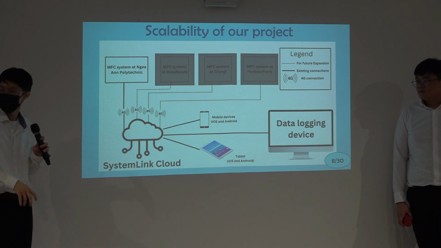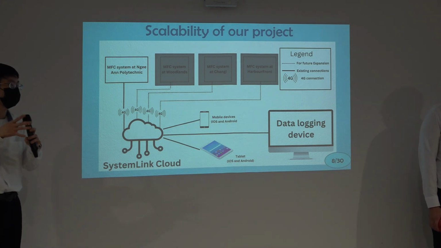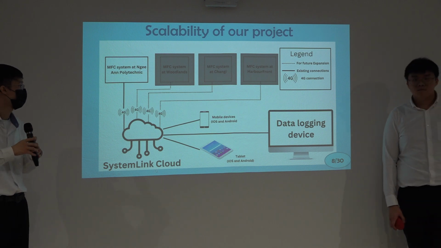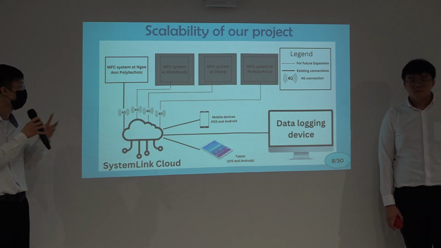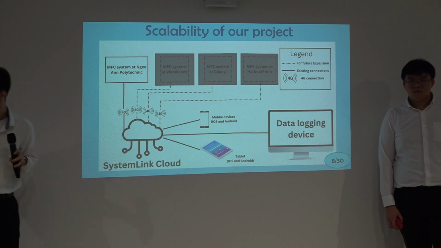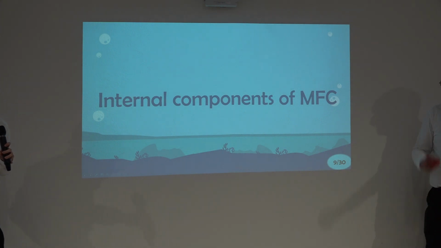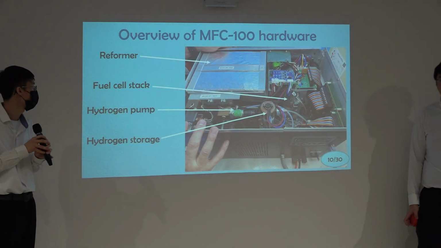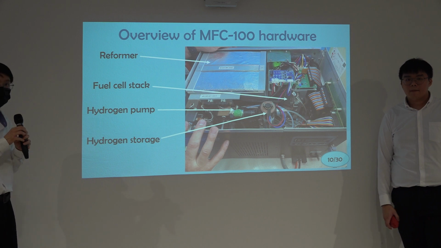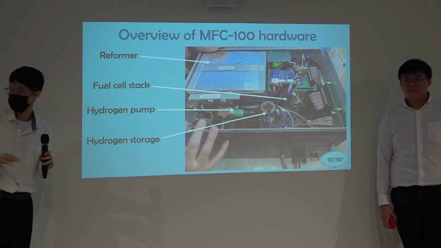This is the scalability of our project. The grayed out areas are the ones that we are trying to further enhance, and also for the clients to see the other parameters that are visible on SystemLink Cloud. Here are some of the internal components of the MFC. We have the reformer, the fuel cell stack, the hydrogen pump, and the hydrogen storage. Let us focus on the reformer and the fuel cell stack.